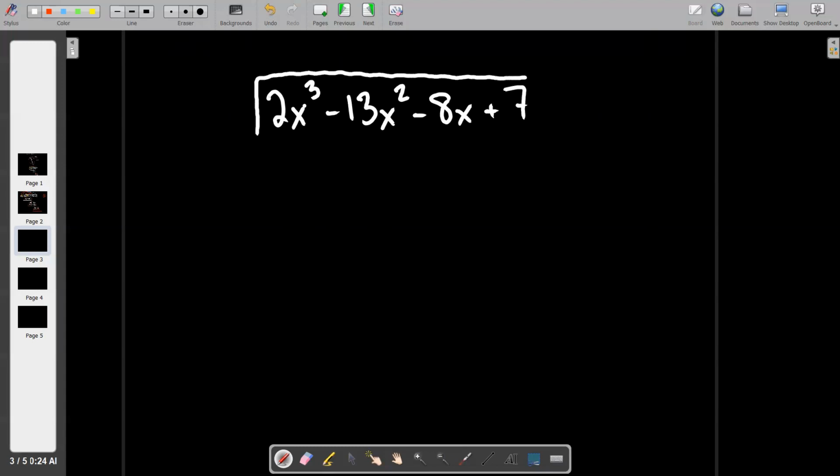I have 2 more examples, and they each serve a purpose. I didn't want any extra fluff, but 4 was the bare minimum. So our next one is 2x to the third minus 13x squared minus 8x plus 7. We're going to divide that by 2x minus 1.